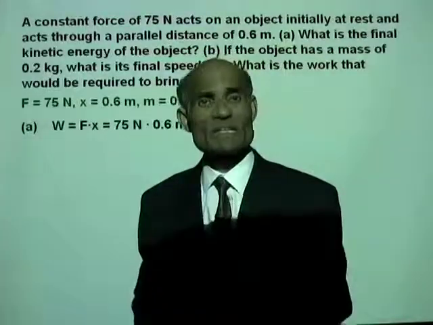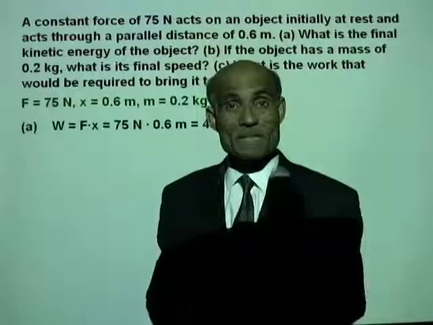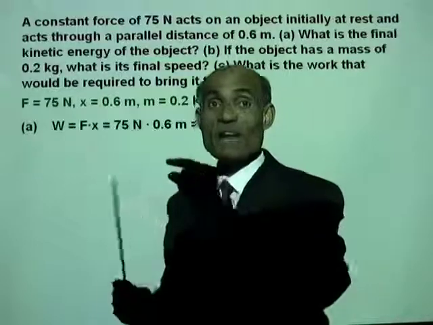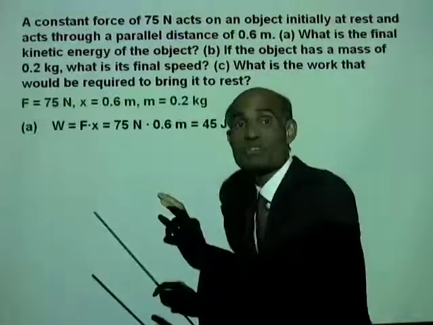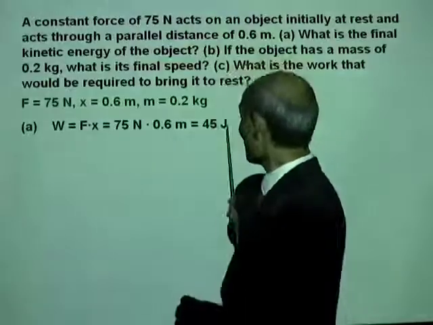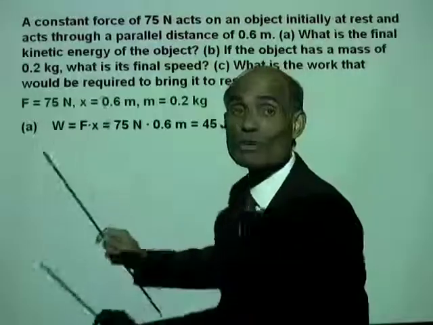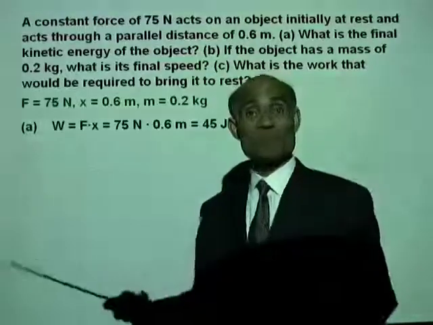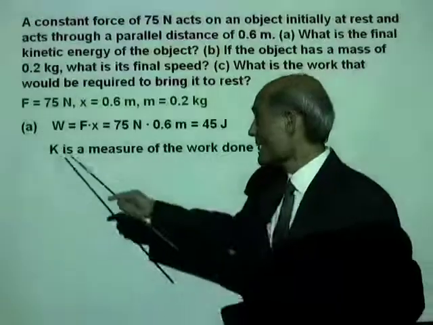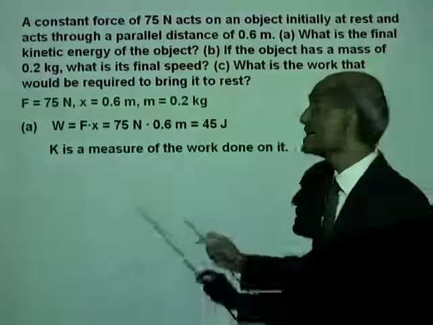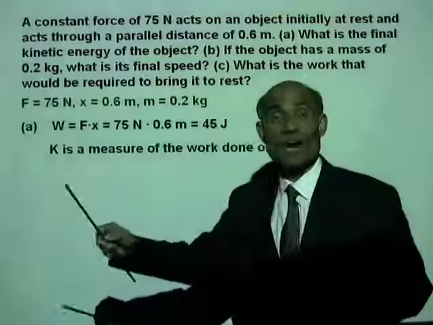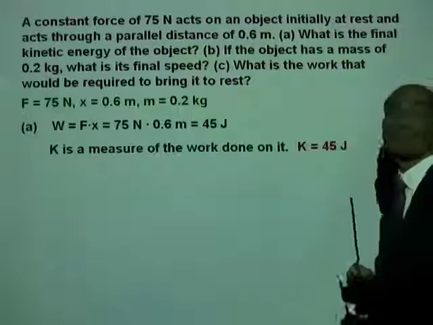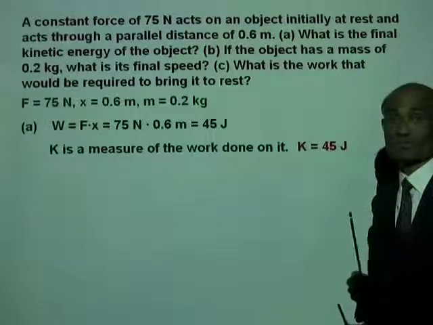What is the definition of kinetic energy? Kinetic energy is a measure of the work done to give an object a velocity v. So this is the measure of the work done on the object. So the work done on the object is a measure of its kinetic energy. K, kinetic energy, is a measure of the work done on the object. Therefore, the kinetic energy of the object is 45 joules.